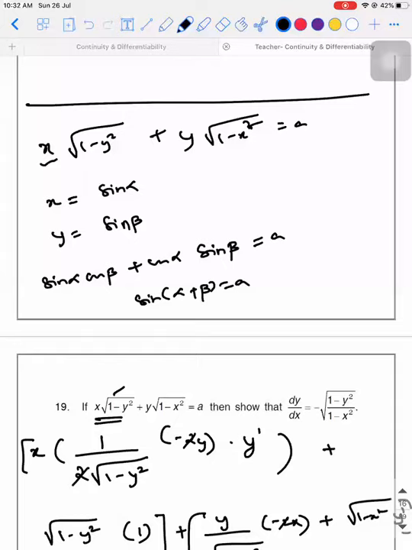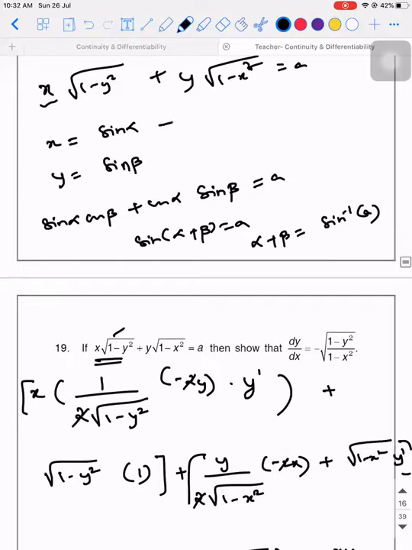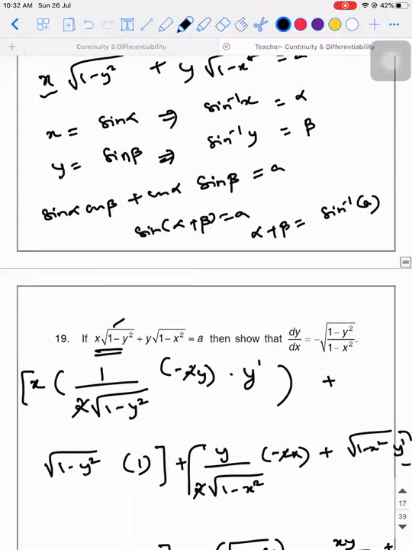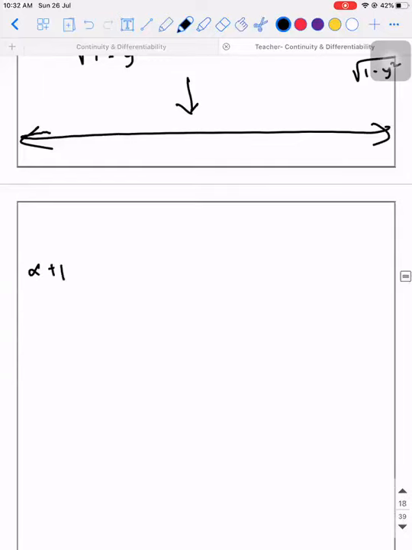Here we have differentiation in two terms, so you didn't do it, sir. So alpha plus beta is equal to sine inverse of a. Why didn't I take it like this? Which implies alpha is nothing but sine inverse of x, beta is sine inverse of y. I could have done this. Did you understand what I did? Yes, sir. So alpha plus beta is equal to sine inverse of a. Sine inverse of x plus sine inverse of y is equal to sine inverse of a.